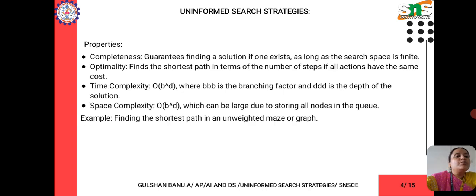So what are the properties of this search algorithm? Completeness: it guarantees finding a solution if one exists, as long as the search space is finite. Optimality: it finds the shortest path in terms of the number of steps if all actions have the same cost. The time complexity is O(b^t), and the space complexity is the same as the time complexity. An example of it is finding the shortest path in an unweighted maze or graph.